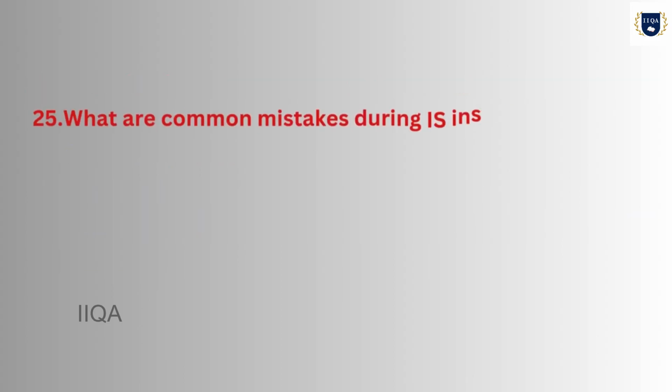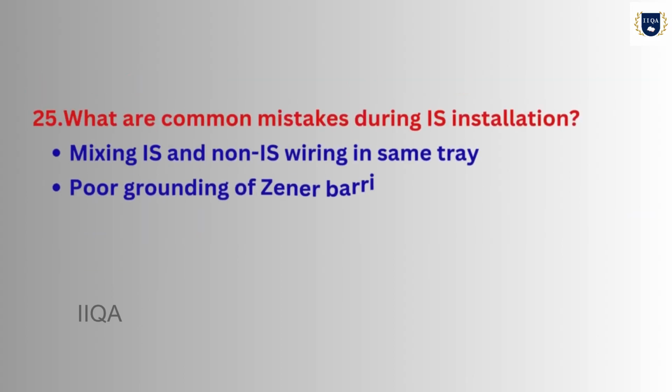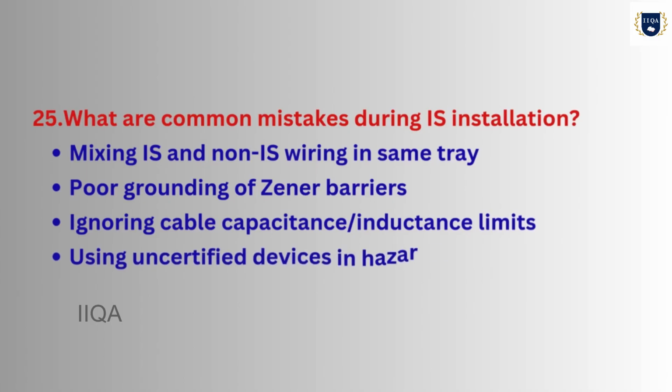What are common mistakes during IS installation? Mixing IS and non-IS wiring in the same tray. Poor grounding of Zener barriers. Ignoring cable capacitance and inductance limits. Using uncertified devices in hazardous zones.